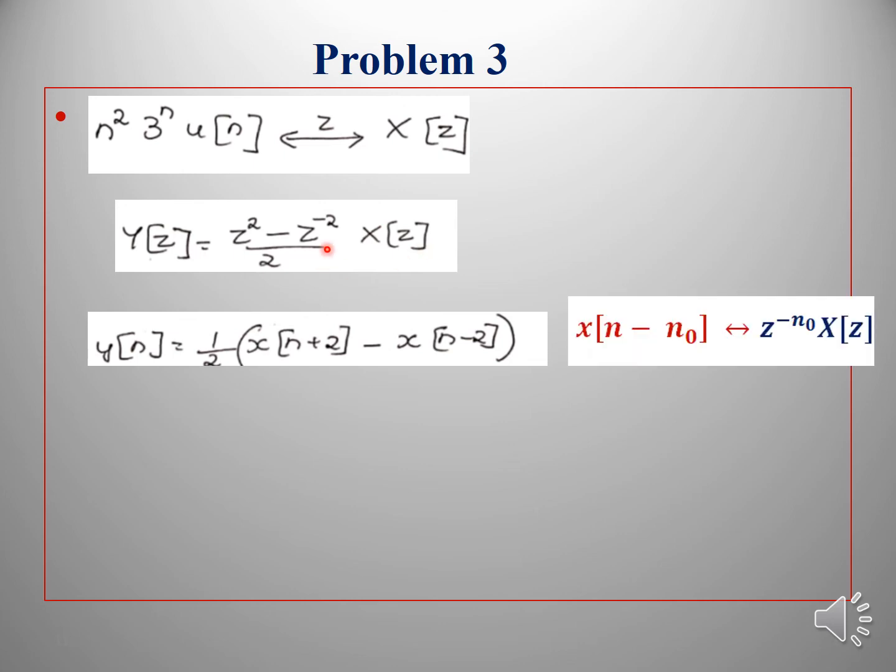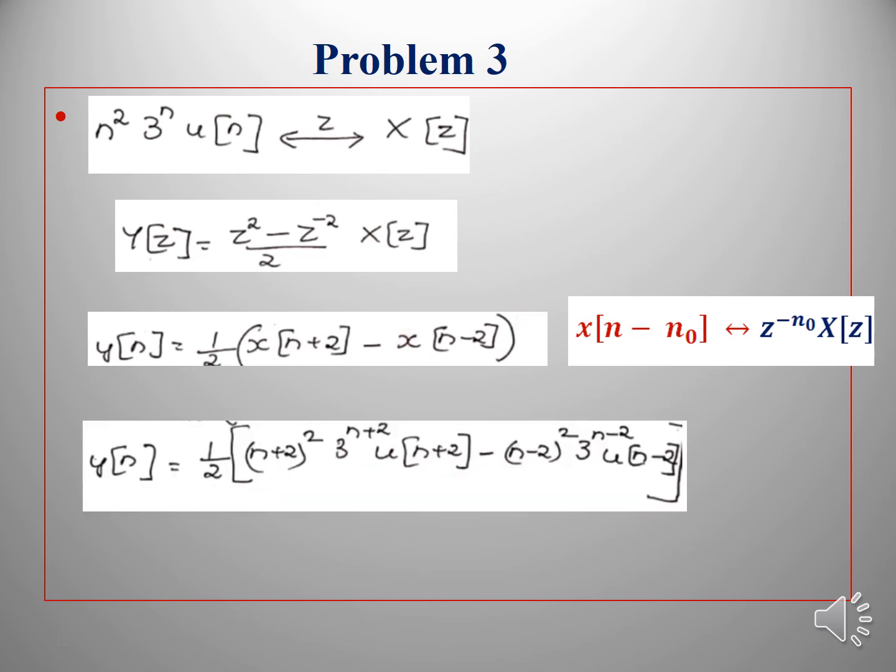Let us recall that x of n minus n naught would be equal to z power minus n naught into x of z, and let us apply it to these two functions given by half into x of n plus 2 for z squared, and this would be half into x of n minus 2 for z power minus 2. Substituting it in this particular expression, we have y of n is going to be equivalent to 1 by 2 into x of n plus 2 for z squared and x of n minus 2 for z power minus 2.